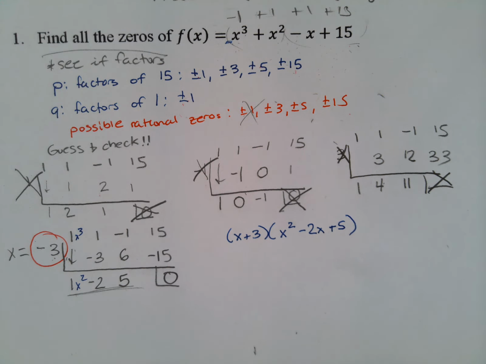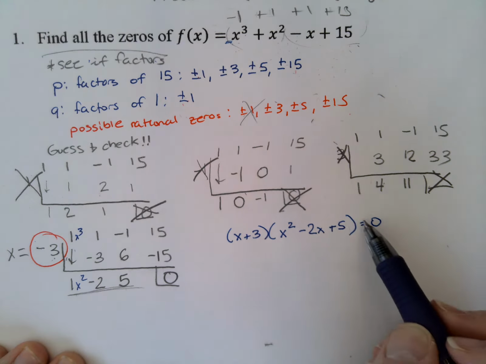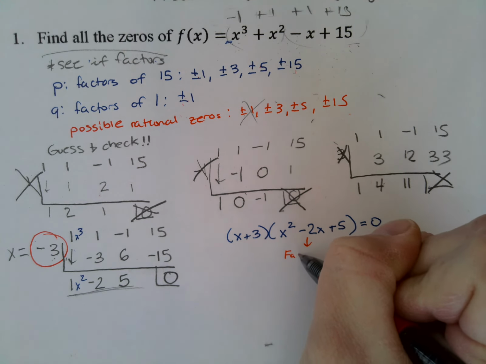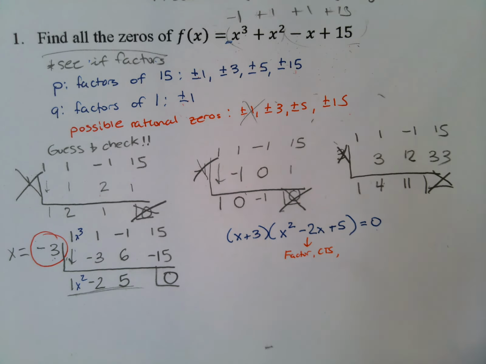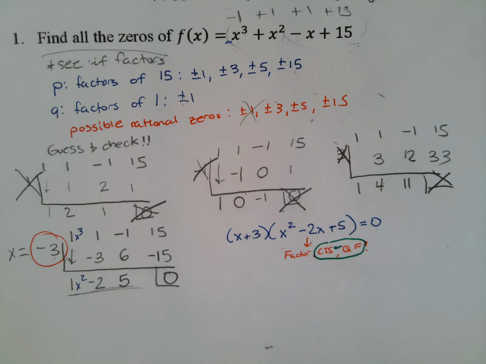So now I've started to go through it. Now I've got to be able to solve the rest of it, because this is technically going to be equal to 0 in order to find all the zeros. We set it equal to 0. So I ask myself, is this going to factor? Am I going to want to do completing the square? Or am I going to want to do the quadratic formula? Factoring is the easiest. And guess what? It doesn't factor. So therefore, you have to do completing the square or the quadratic formula.